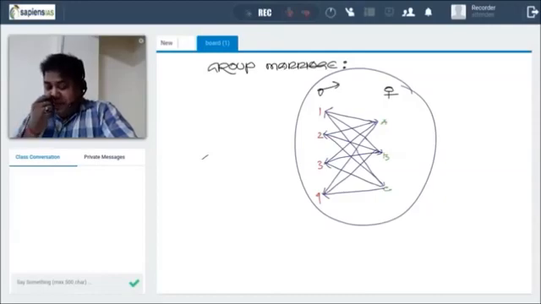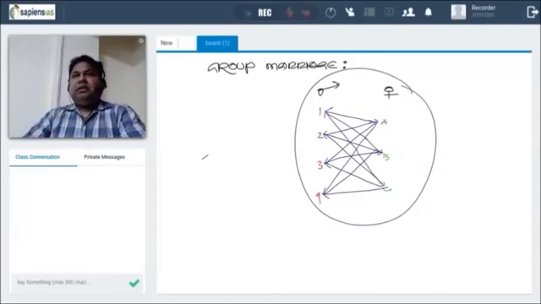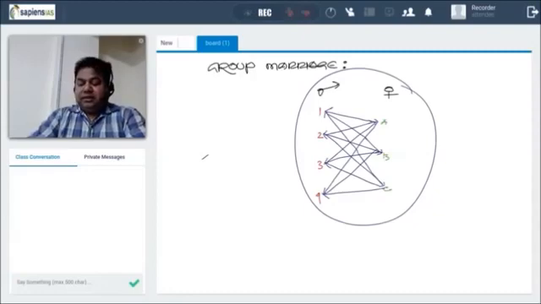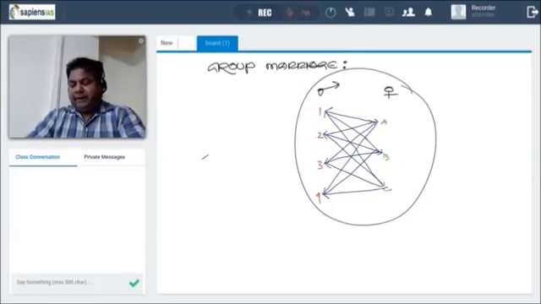This is called group marriage. It is a rare kind of marriage. We have seen group marriage among Khasa in Dehradun. That is polygynous marriage. It's a kind of group marriage.